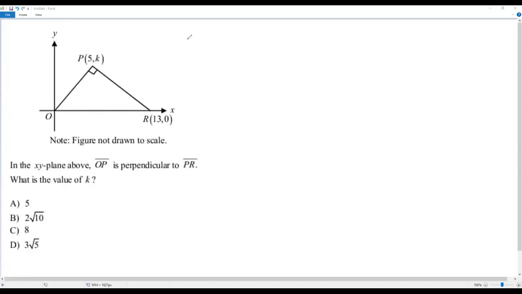Here we have a SAT math problem. Okay, let's go to the question. In the xy plane above, a line segment OP is perpendicular to line segment PR. What is the value of K? Okay, here we have a point O, that is the origin, and this point is (0, 0).